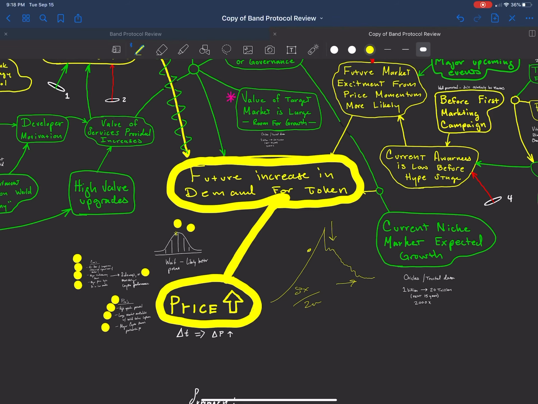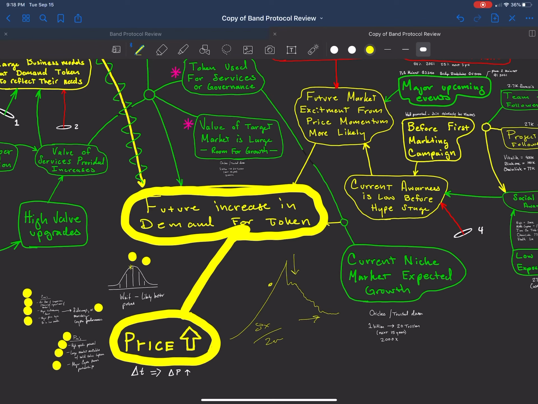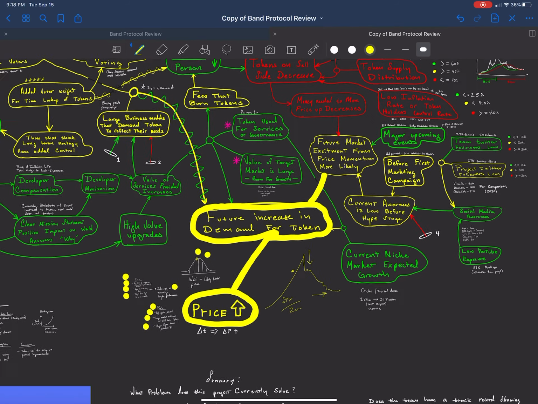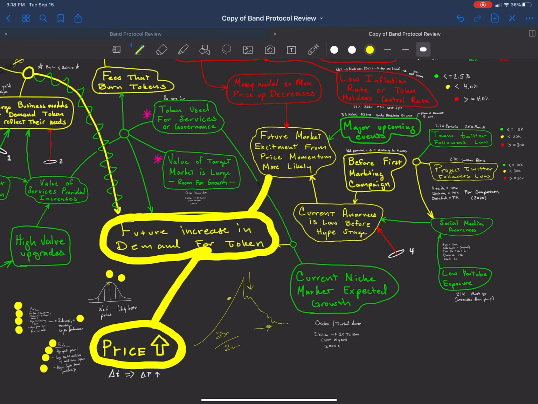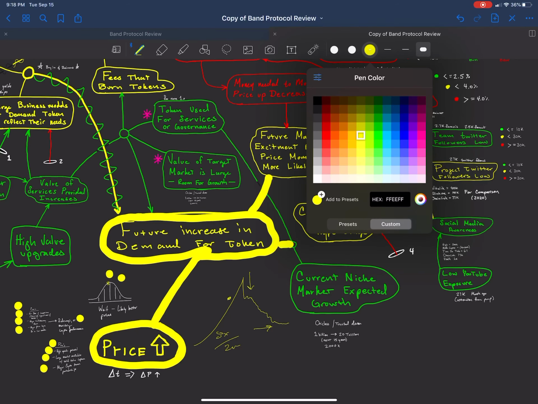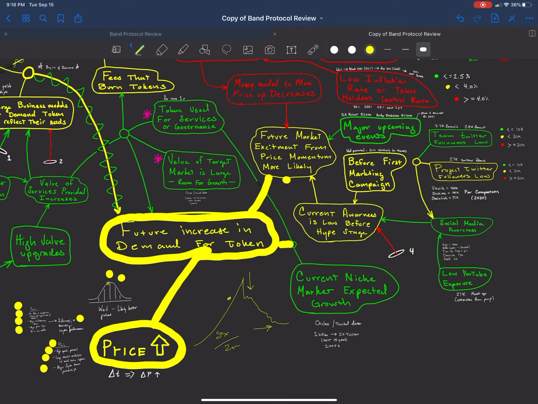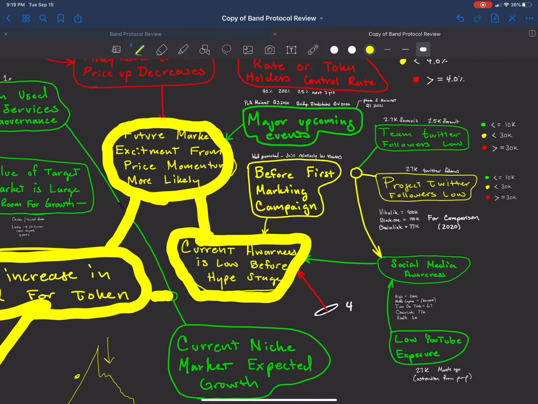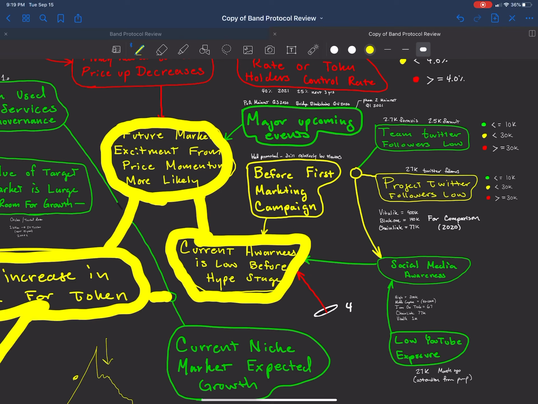So do we think crypto will increase in demand? Will there be a future increase in demand for the token? I'm putting right now at these levels, not really, neutral, or the same level as general crypto performance. Okay, let's go on in here. Future market excitement from the project, neutral. Current awareness is low? No, it's pretty... People are pretty aware, strongly aware of it.